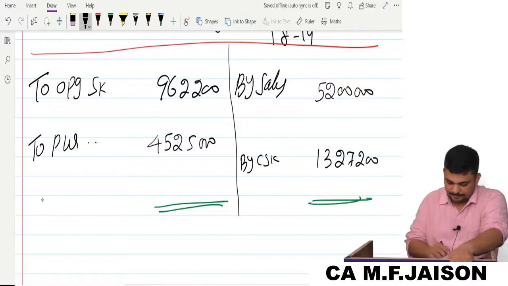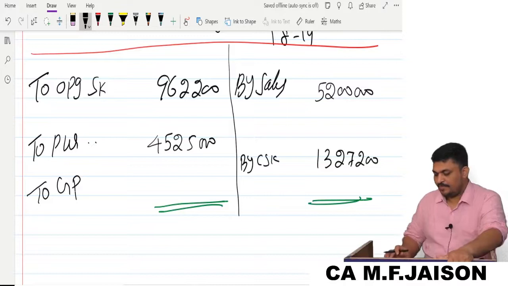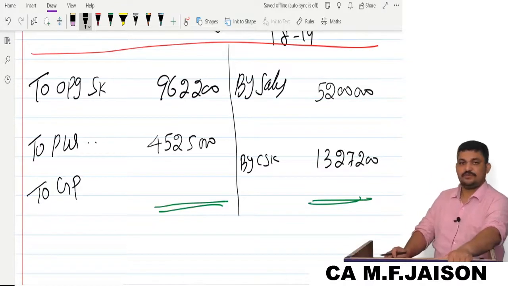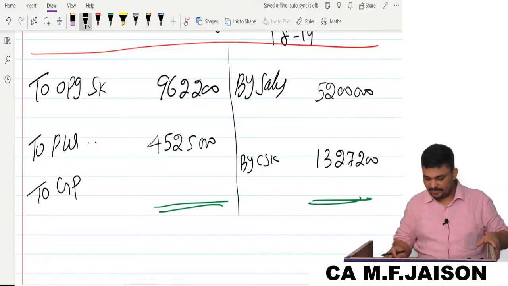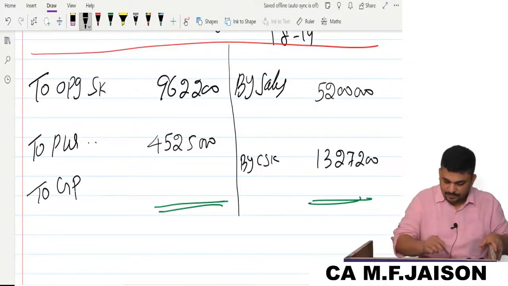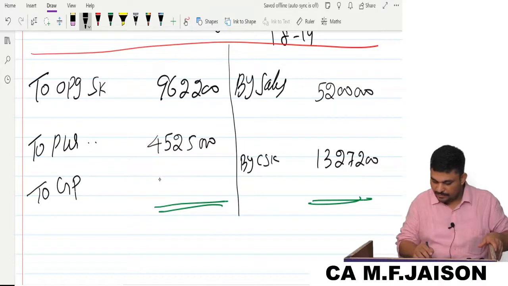Gross profit: 52 lakhs plus 13 lakh 27,200 minus these amounts. So what is the gross profit? Ten lakh 40,000.